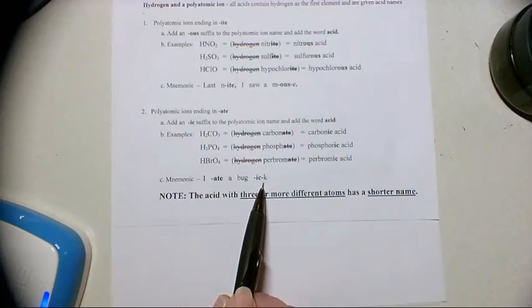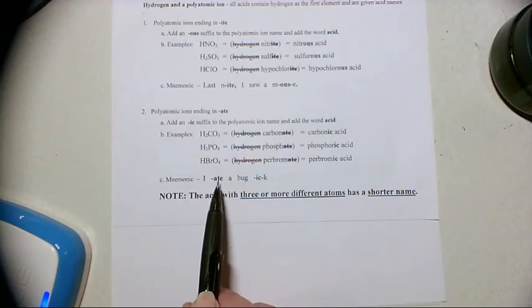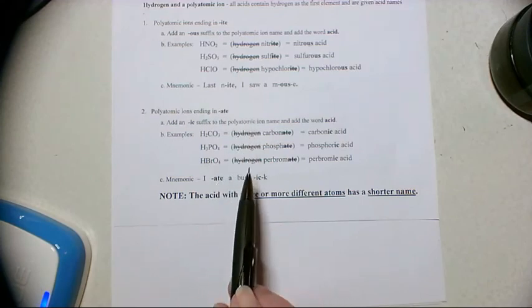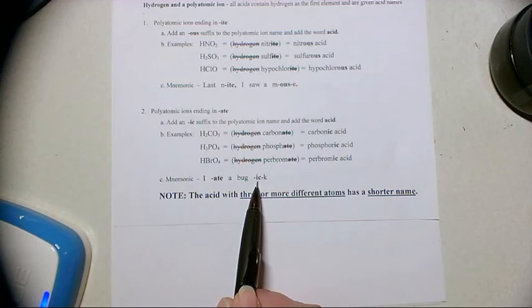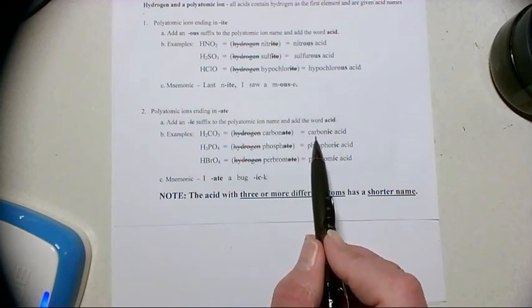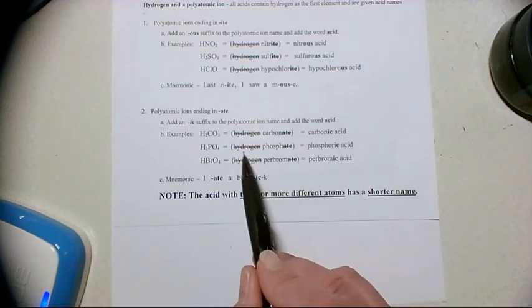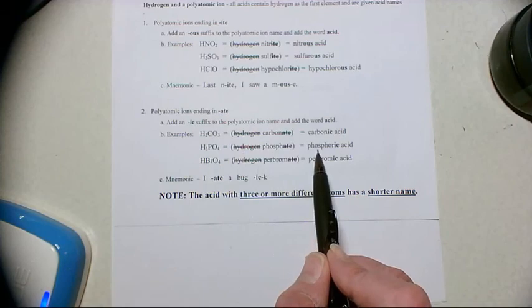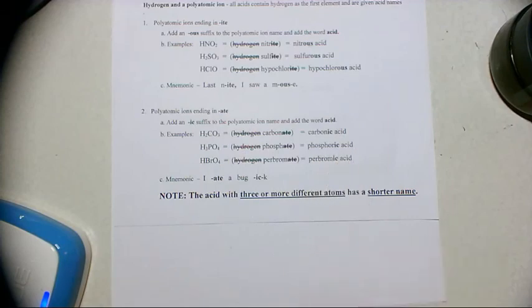That shouldn't be too hard to remember. So if it's ate, cross out the hydrogen, and we replace the ate with IC, ick. Just remember the K doesn't go there. So hydrogen carbonate would become carbonic acid. Hydrogen phosphate would become phosphoric acid, and so on. There you go. You have now named everything there is to name.